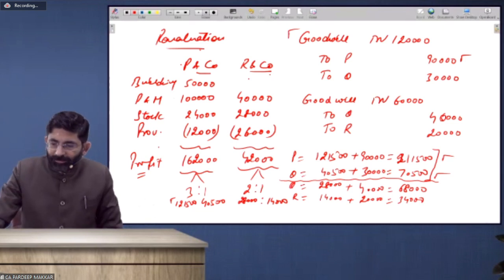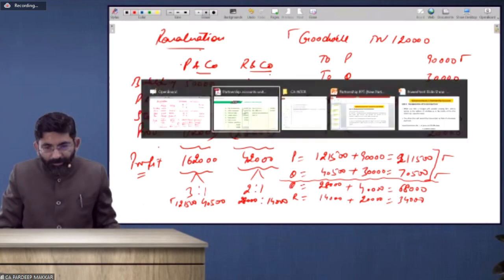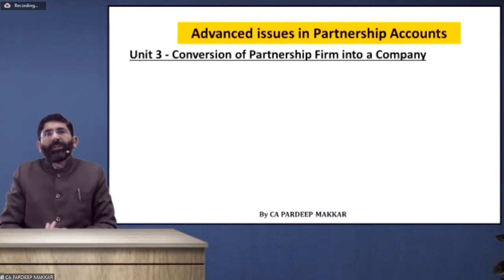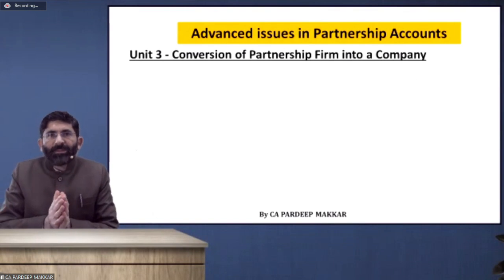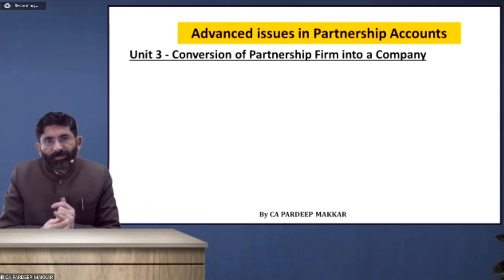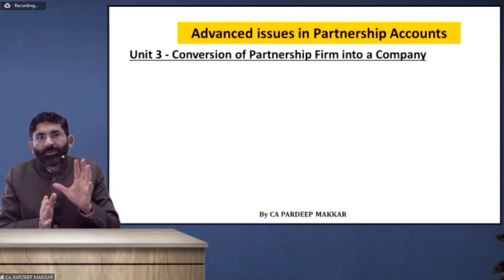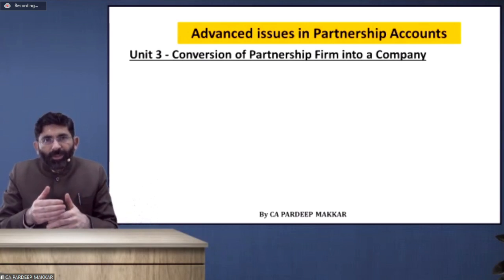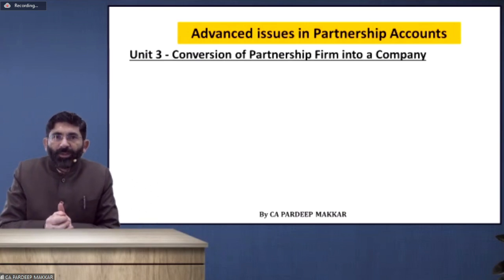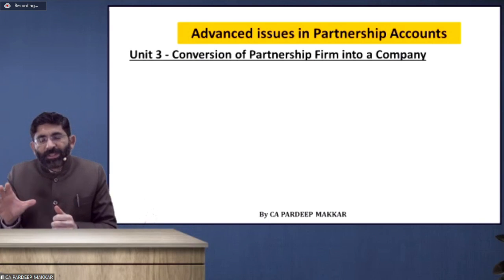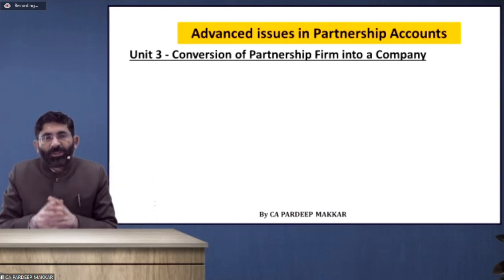Let's do the next method. The next method is conversion of a partnership firm into a company. So the concept remains the same. Either there is a dissolution, or there is amalgamation, or a conversion, or sale. The basic concept is the same: we are dissolving our existing firm and opening a new firm, or transferring our assets and liabilities to a new or different firm. So there is one purchaser and there may be one or two sellers.